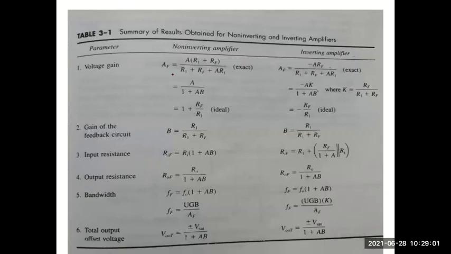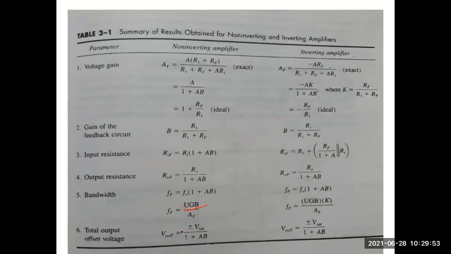You see the standard expressions for voltage gain for non-inverting as well as inverting amplifier, and then the standard expression for approximate value of the voltage gain, and then the feedback factor, input resistance, output resistance, the bandwidth FF is F0 into 1 plus A beta, and the bandwidth in terms of the unity gain frequency, unity gain frequency by AF, and finally we have something called as output offset voltage.